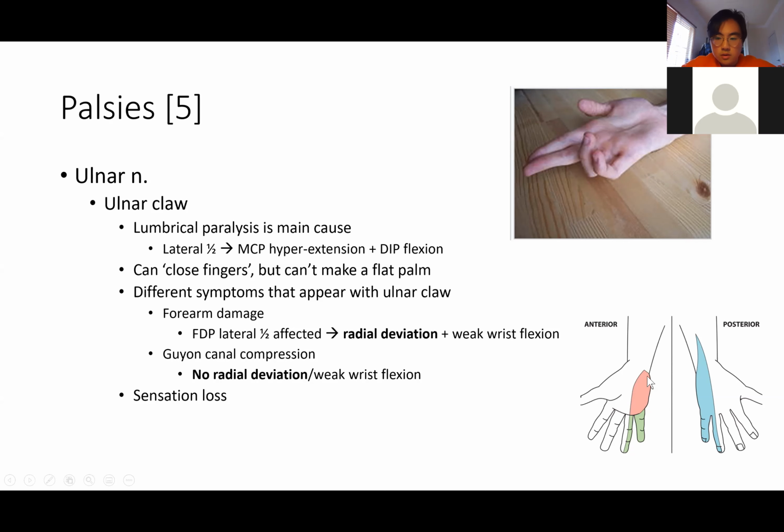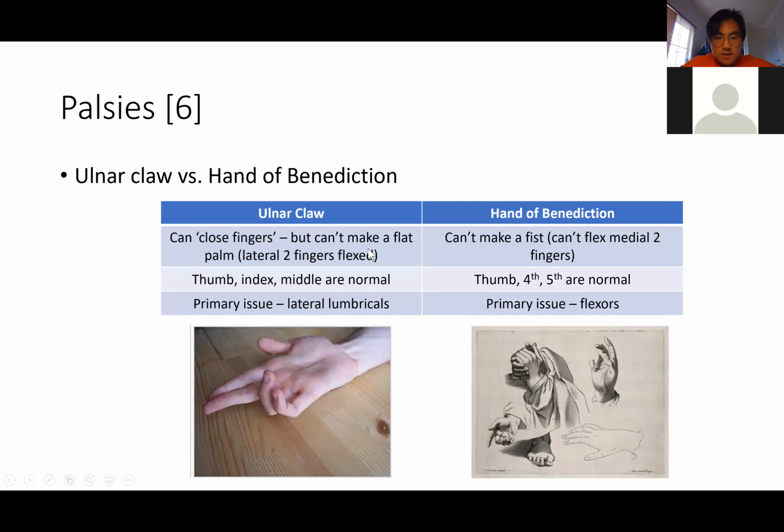And of course, you get sensation loss. So again, know this image. And this is just a table to help you separate ulnar claw and hand of benediction. Ulnar claw, lateral lumbricals; hand of benediction, flexors. Thumb, index, middle are normal. Thumb, fourth and fifth are normal. Okay, so we can refer to this slide later on.